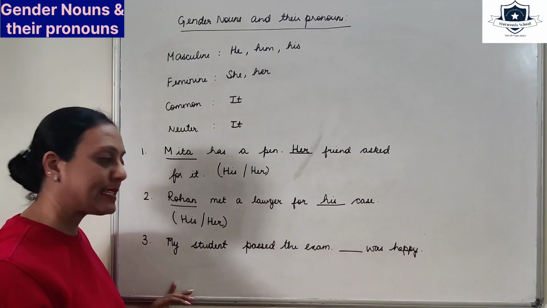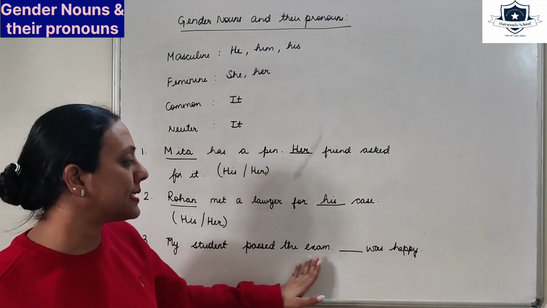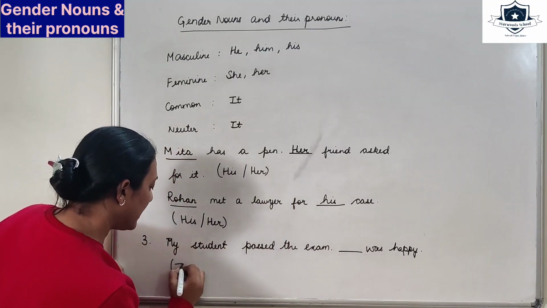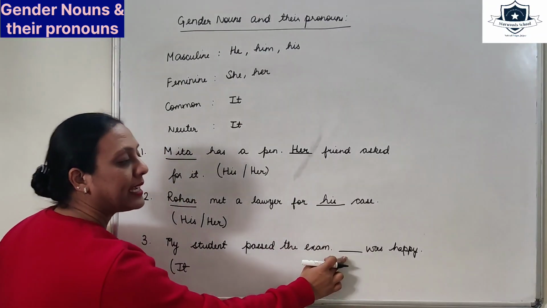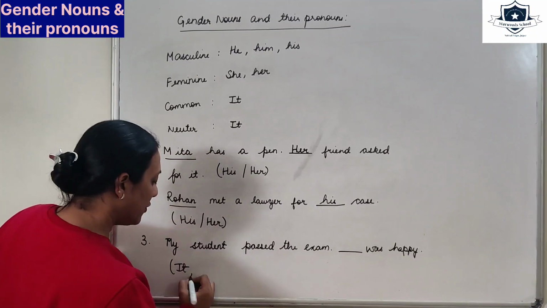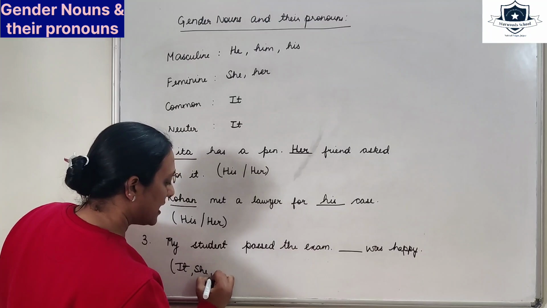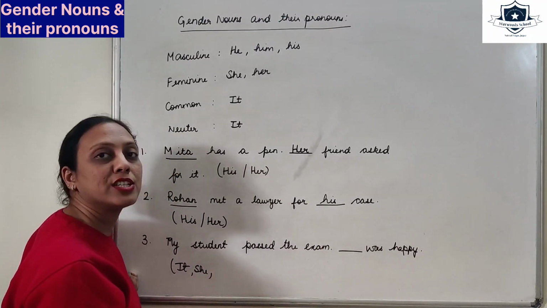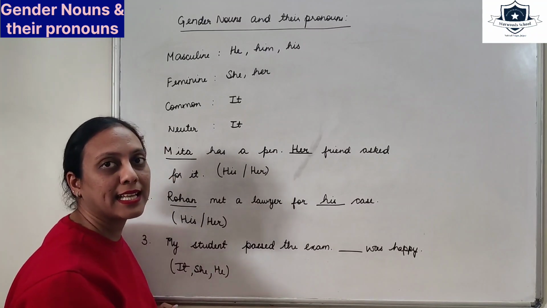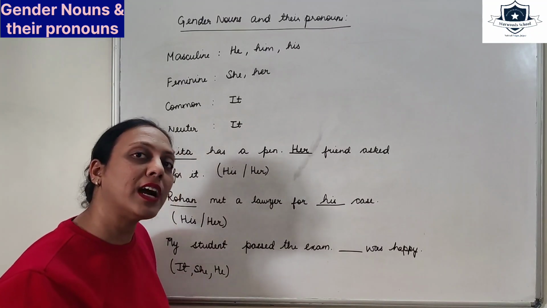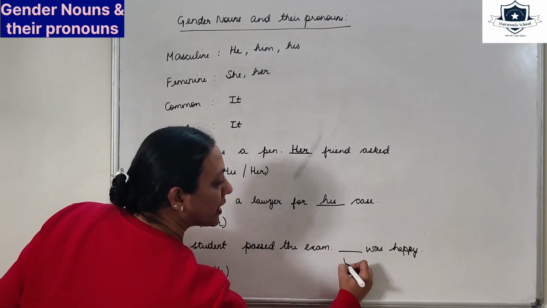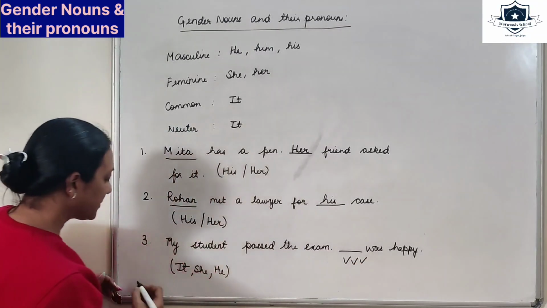So now in this sentence, my student passed the exam, dash was happy. Now it's your choice. If you fill it, that means you are not disclosing the gender. If you want to write she, that means you are stating that she is a female. If you want to write he, that means you are stating that it is a male. So all the three answers are correct. It depends on what you want to fill here. So all three answers are correct here.